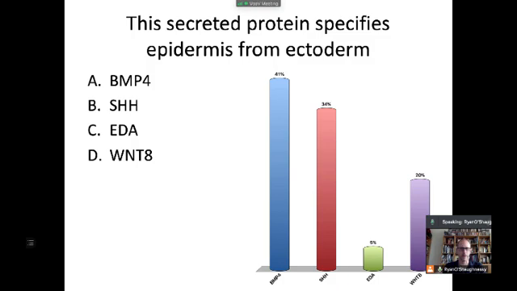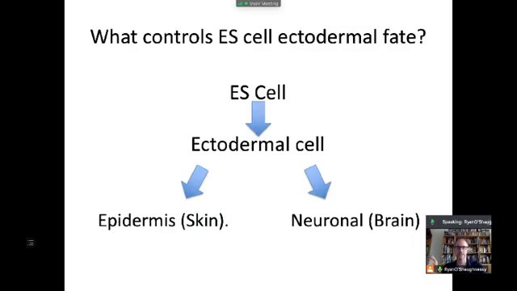But we require BMP4 specifically to make epidermis from ectoderm. So BMP4 is both necessary and sufficient to make epidermis from ectoderm. And how do we know this? Well, we know that ES cells can control their fate. Once they become ectodermal cells, they can either become epidermis or neuron. And dependent on the signaling they are exposed to, they will go down an epidermis path or a neuronal path.